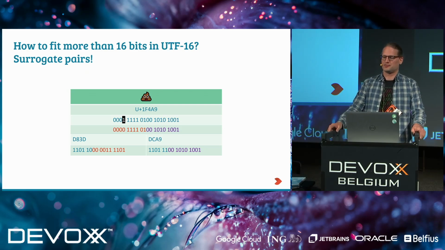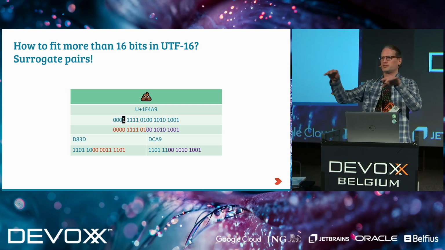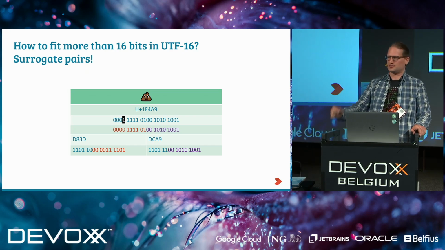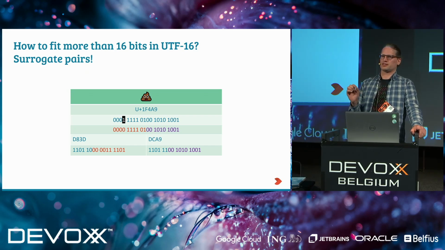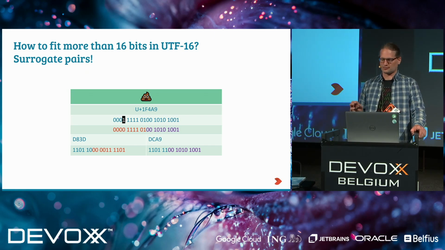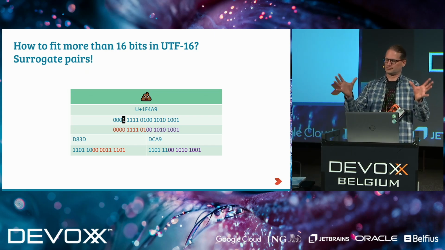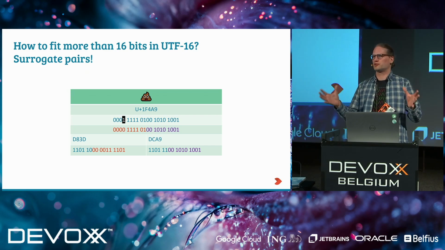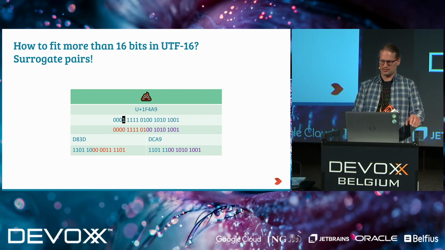Well, just as with UTF-8, you have to spread the bits around. And here you see how that's done. Then you end up with something that's called a surrogate pair. Right, so two code points basically, that is supposed to be 1.